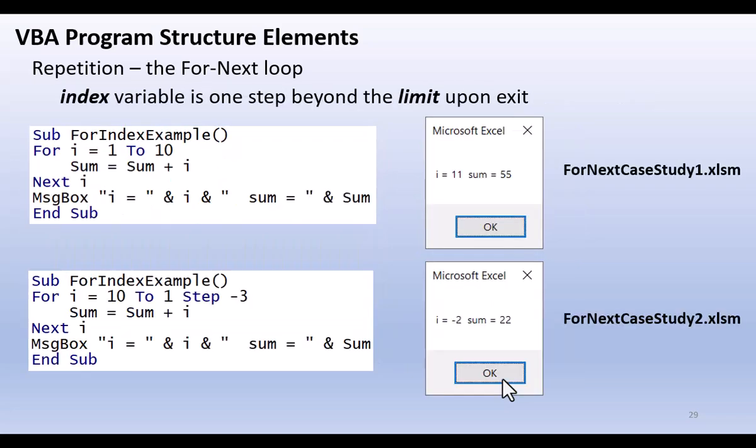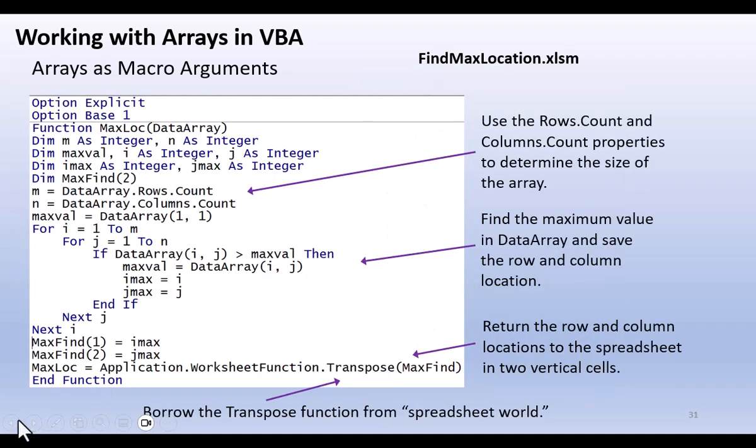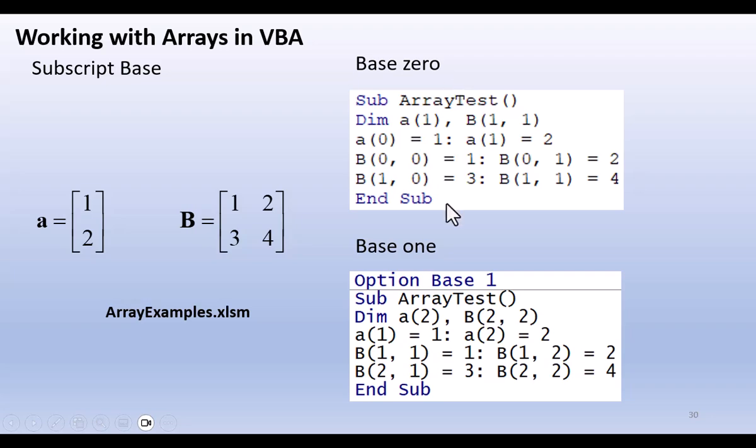So we did that. And then we had our index examples for the for next loop, 1 to 10, to point out that the index is one more than the limit when it's finished, with a sum of 55. And here the sum was 22. We're going from 10 to 1 in -3 steps, and that sum was 22, and the final index was -2, which is -3 beyond 1. All right, so we had that. And then these were the two examples for arrays. This one up here is the base 0 example. And then using option base 1, this is the base 1 example, which we more typically use, okay?